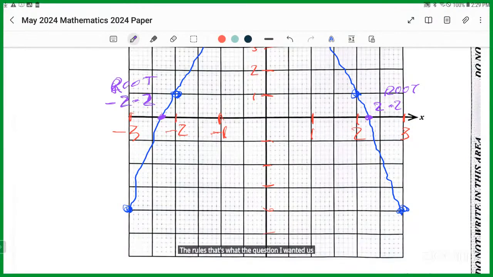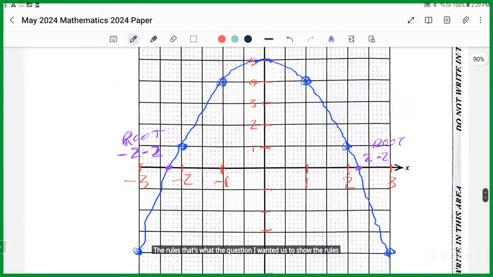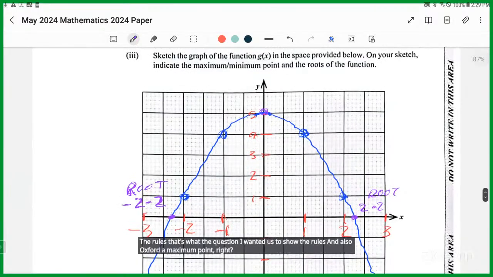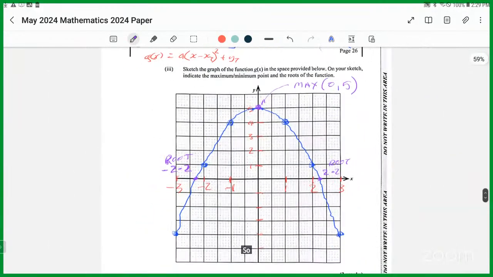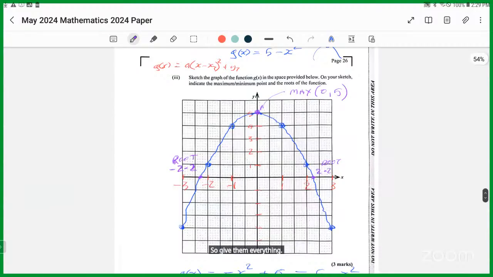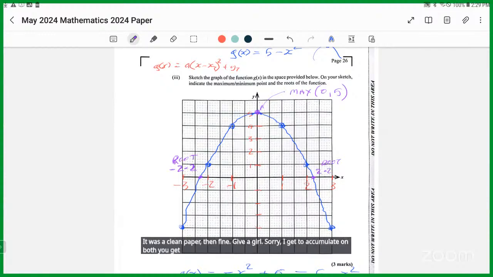The question also asks for the maximum point, right? This point is the maximum point, so I'm going to indicate that this is the maximum point, 0, 5. So give them everything, so they can't take off any marks. Give them more than they ask for. If they give a graph and you cannot draw it accurately, use plain paper, that's fine. But try to get it accurate. Just plot a couple of points, pick them up and draw.